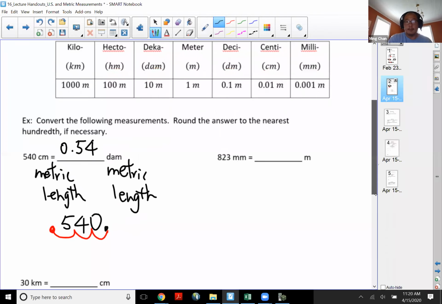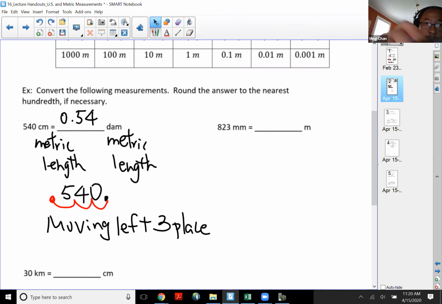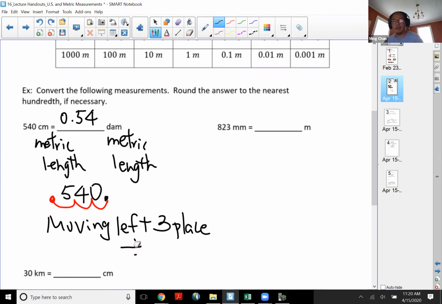Now, moving left 3 places also means mathematically you are actually dividing. This is something you learned about the power of 10 back in Math 106. Moving left is dividing. Every place is a tenth at a time. So 3 places means divided by what? 1,000. You know, 3 places, 3 zeros, that's 1,000. So if you take 540 divided by 1,000, okay, that will be the same thing.